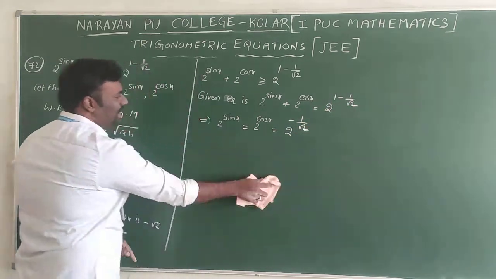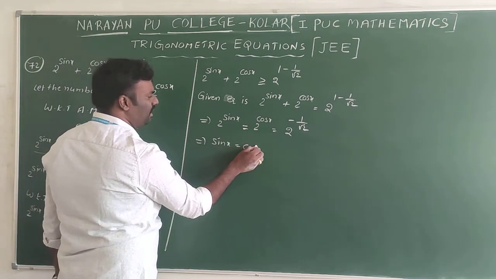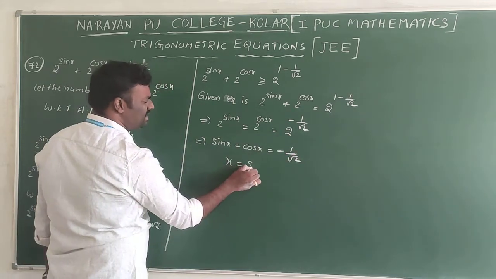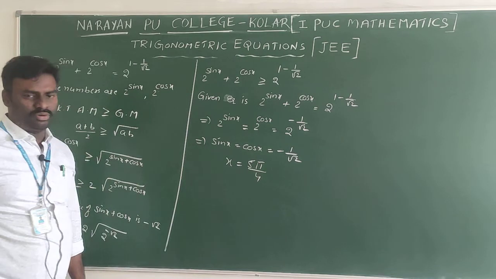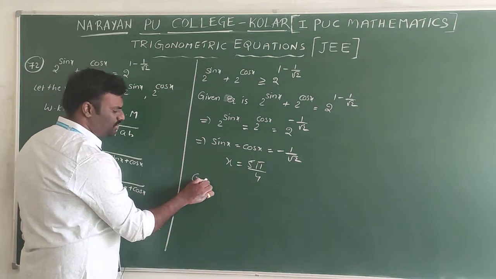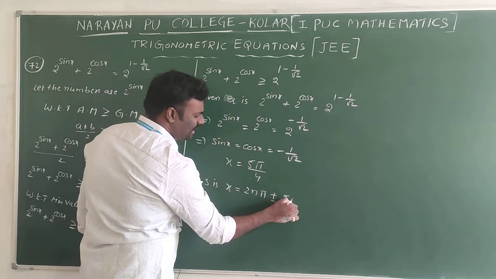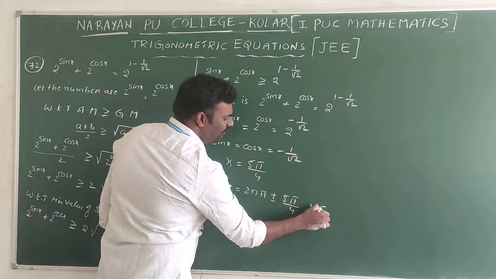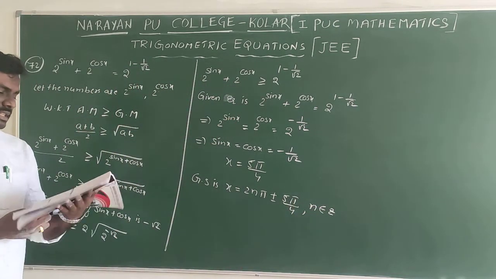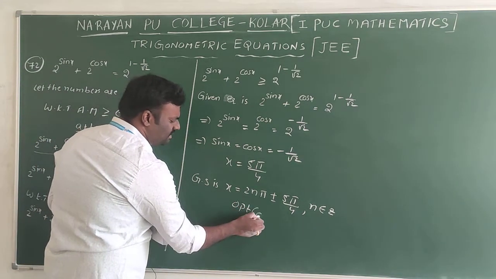So from this directly I can write sin x, cos x is equal to minus 1 by root 2. Then I can write x is equal to 5 pi by 4. But in the answer they have given the general solution of cos. Therefore the general solution is x is equal to 2n pi plus or minus 5 pi by 4, where n belongs to Z. But in the options, the plus is given, so option A is the correct answer.